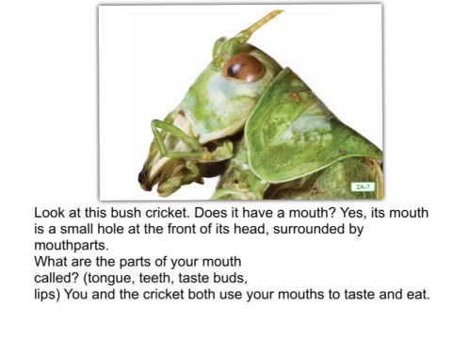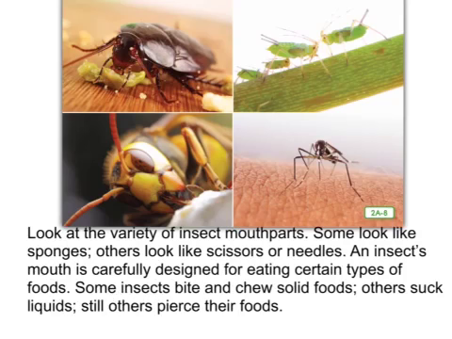What are the parts of your mouth called? Tongue, teeth, taste buds, lips. You and the cricket both use your mouths to taste and eat. Look at the variety of insect mouth parts. Some look like sponges, others look like scissors or needles. An insect's mouth is carefully designed for eating certain types of foods. Some insects bite and chew solid foods, others suck liquids, still others pierce their foods.